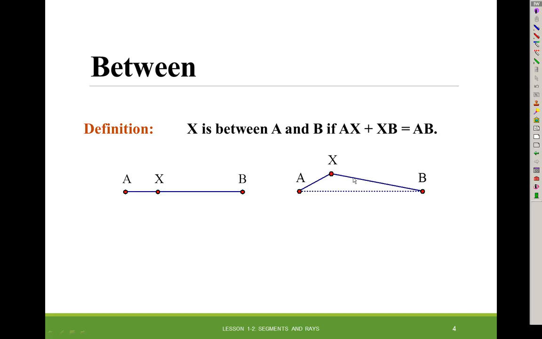This is not when X is between A and B. Notice the distance from A to X to B, you're traveling a longer distance here. So if there's a bend, then X is not between them. On the left, AX plus XB equals AB. On the right, however, it's greater than. So we want the one that's equal to, where the first part of the segment plus the second part of the segment equals the whole segment.